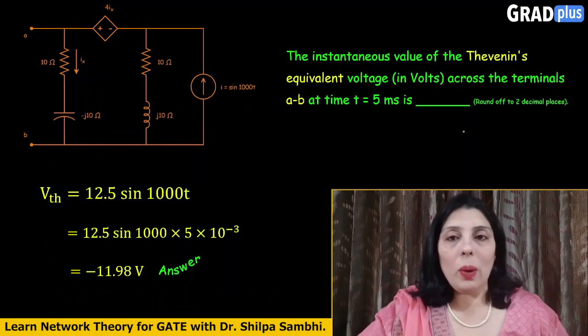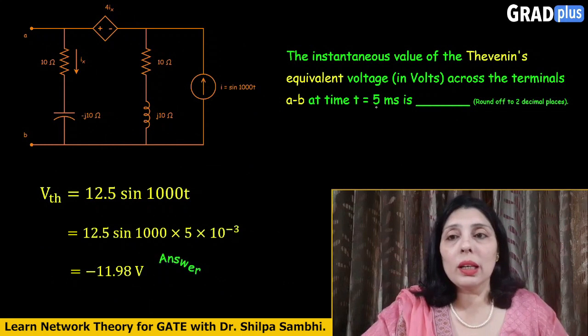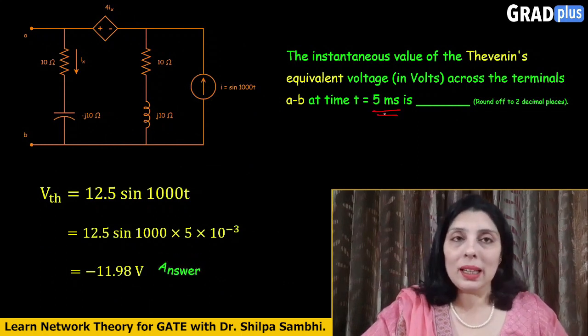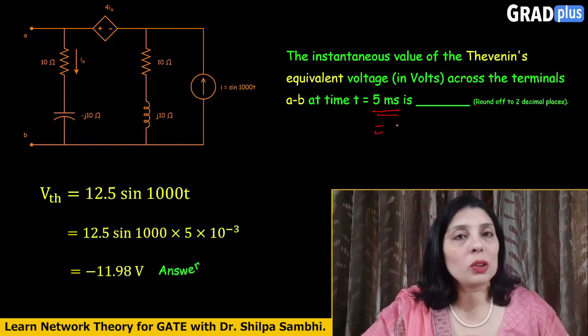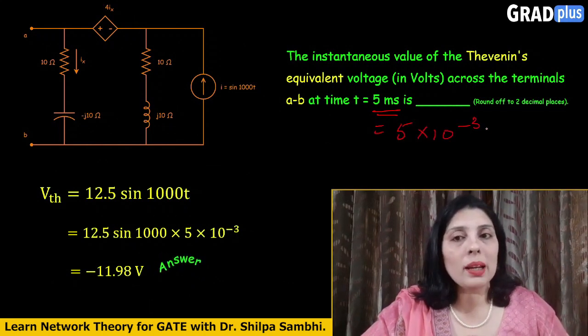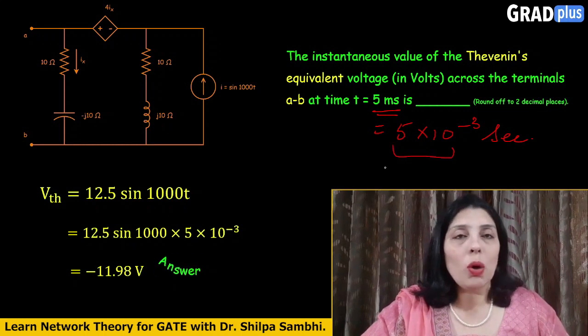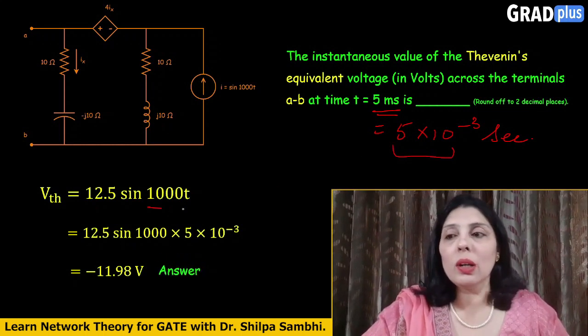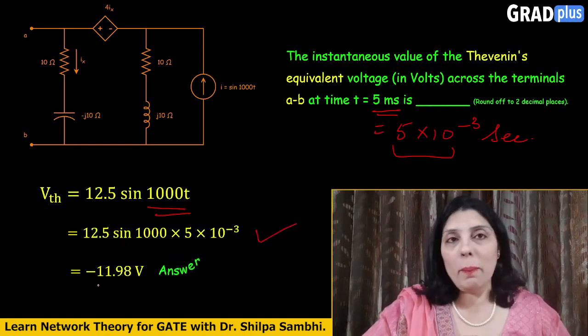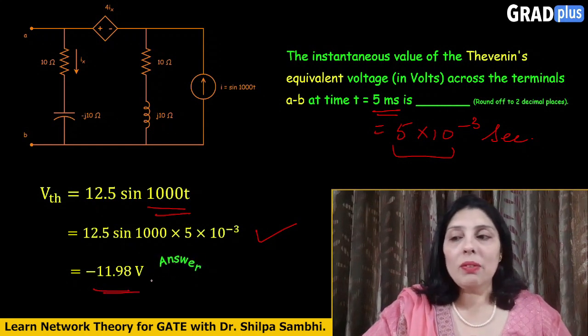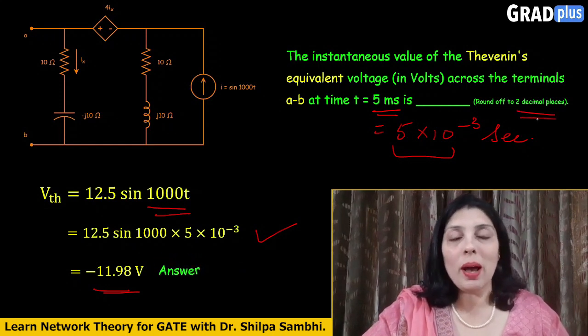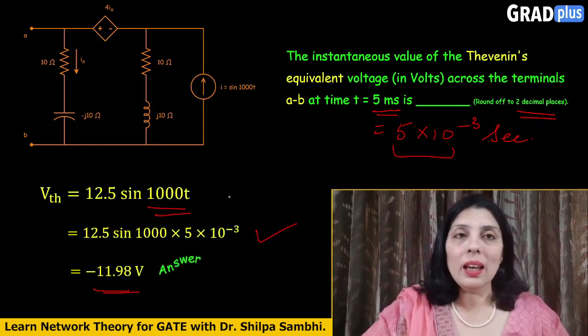Now we are asked in the question to find the Thevenin's voltage at time equals 5 milliseconds. So 5 milliseconds is equal to 5 into 10 to the power minus 3 seconds, and this is what you substitute in this expression here. So 12.5 sine of 1000 into 5 into 10 to the power minus 3. If you calculate the value for this, you will get minus 11.98 volts, rounded off to the second decimal place as per the requirement, and this is what was asked in the question.